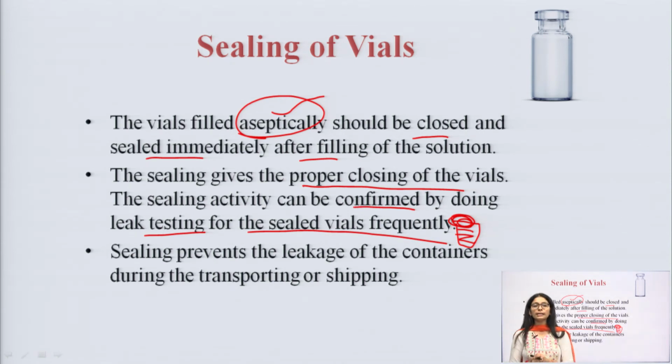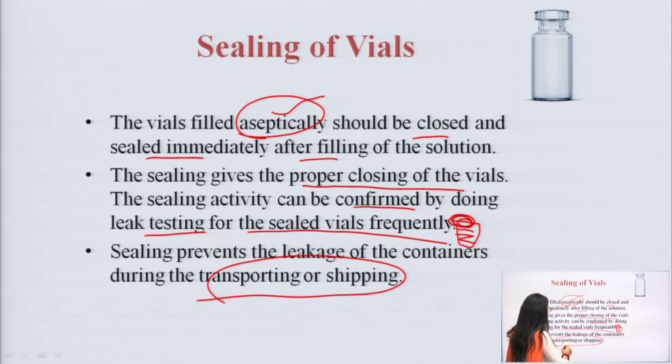Sealing prevents the leakage of the container during transportation and shipping. This is the most important point of why we are doing the sealing, because of course, when we are transferring our product from one place to another, that is transporting or shipping from one area to another, it is very important that the sealing is done very properly, so that the product does not leak out. For that there are various different tests. We are going to learn in the further classes what the different tests are.